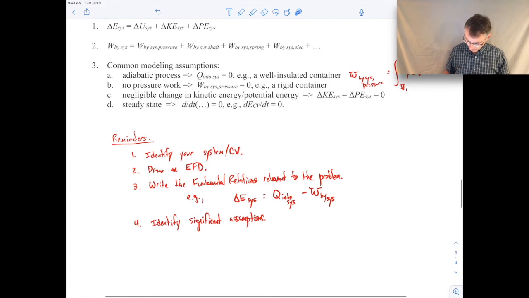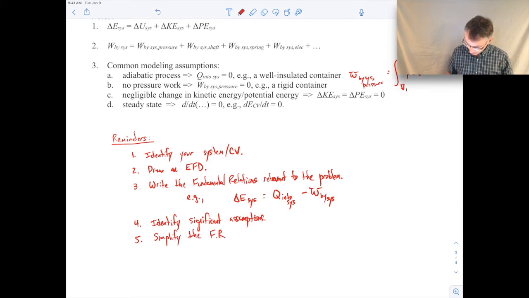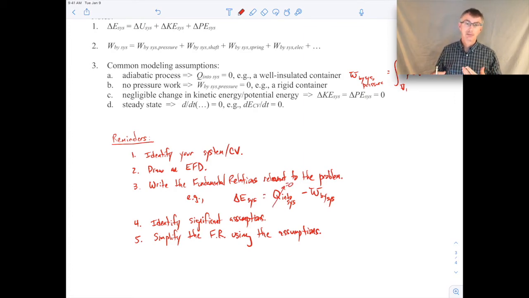Okay? And then once you identify significant assumptions, the fifth step is to simplify the fundamental relations using the assumptions. So, for example, if I was dealing with a situation that was adiabatic, then I could set the Q equal to 0. And I would say it's 0 because of the assumption of adiabatic. It's an adiabatic process. Okay, so once you're at this point, I won't write any more down, but then you go into mathematics.